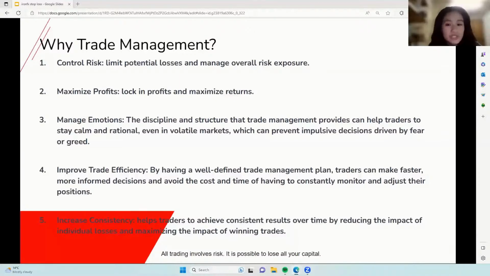Fourth, improve trade efficiency. So when you have a well-defined trade management plan, then you can make faster and more informed decisions and avoid the cost and time of having to constantly monitor and adjust your positions. And lastly, increase consistency. So an effective trade management strategy and risk management techniques helps traders to achieve consistent results over time by reducing the impact of individual losses and maximizing the impact of winning trades.